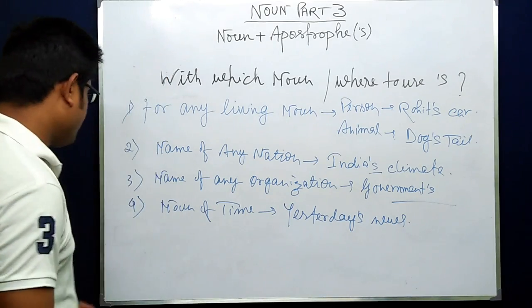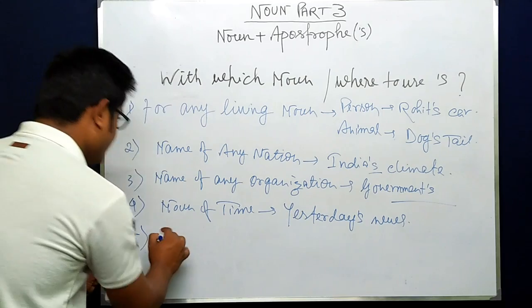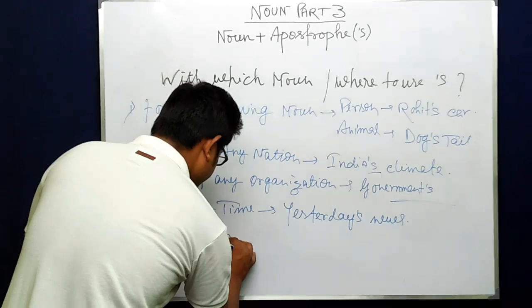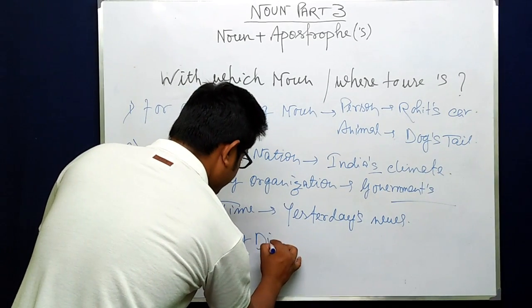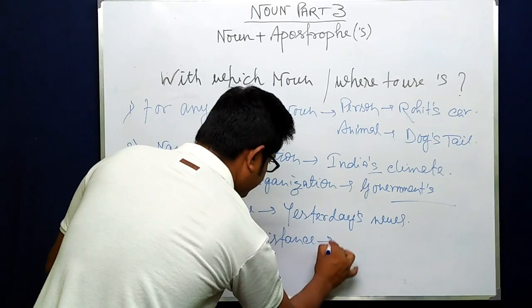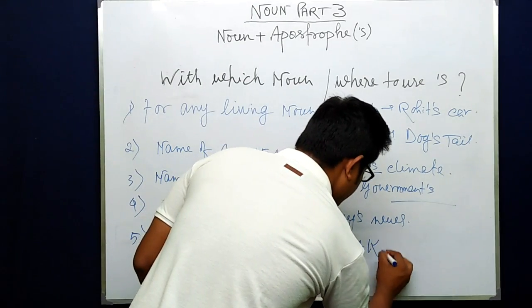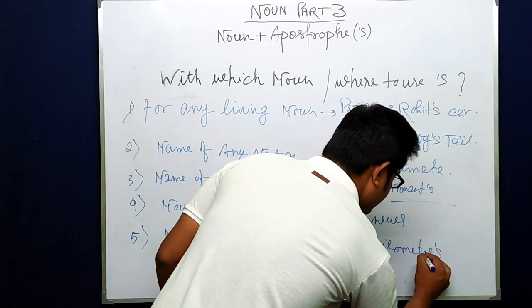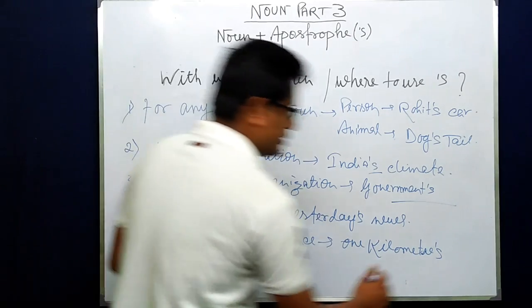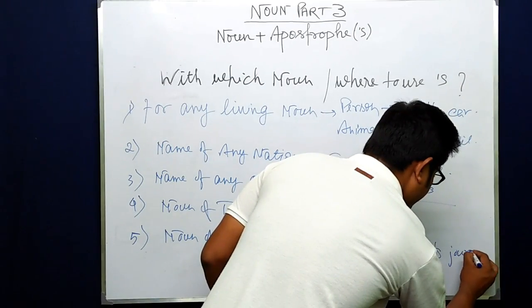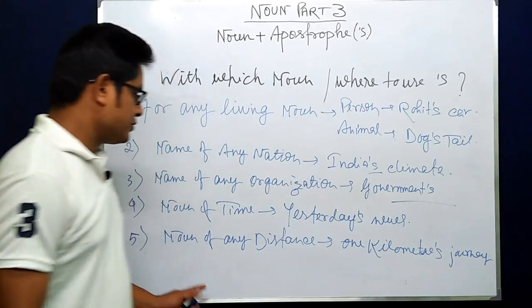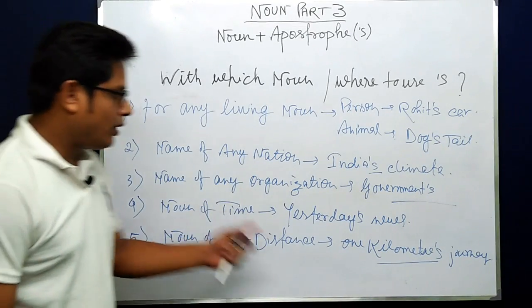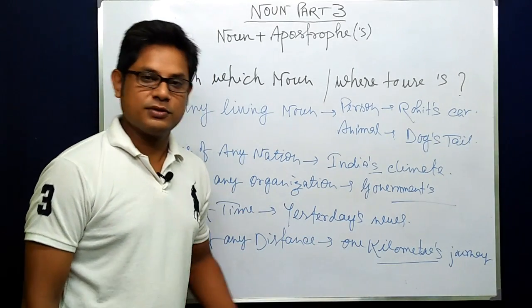Clear? Next, number 5, noun of any distance. One kilometer's journey. In this sentence, the noun kilometer is a distance, so you can use apostrophe s with that particular noun, as in one kilometer's journey.